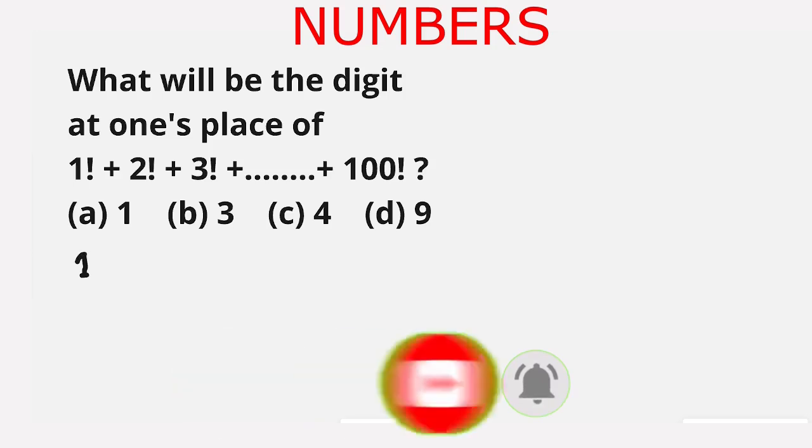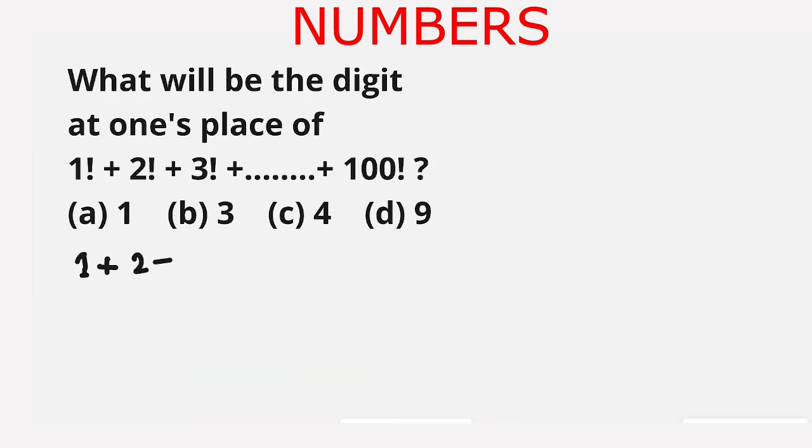1 factorial is 1, plus 2 factorial is 2, plus 3 factorial is 6, plus 4 factorial is 24, plus 5 factorial is 120, plus 6 factorial is 720, and this continues up to 100 factorial. We know that after 4 factorial, every factorial has unit digit, or digit at one's place, 0. So if we add these numbers after 4 factorial, every one's place digit will be 0. So it is not going to affect the sum of the other factorials.